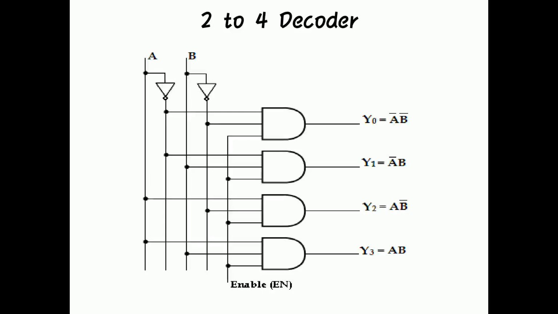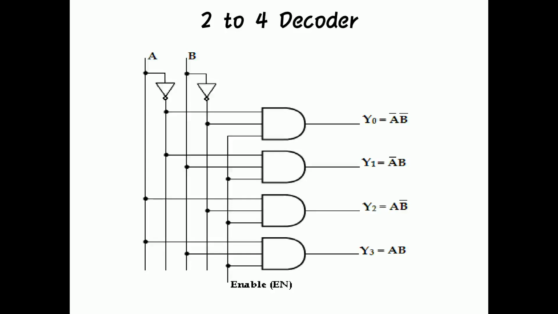Similarly, last is Y3, A B. AB is nothing but we take the input from A and the input from B. So these are the 4 combinations. Along with these 4 combinations, we have another special input called enable, which should be connected to all the AND gates, which is compulsory. If the enable input is given, then only our decoder will work, otherwise the decoder will not work.